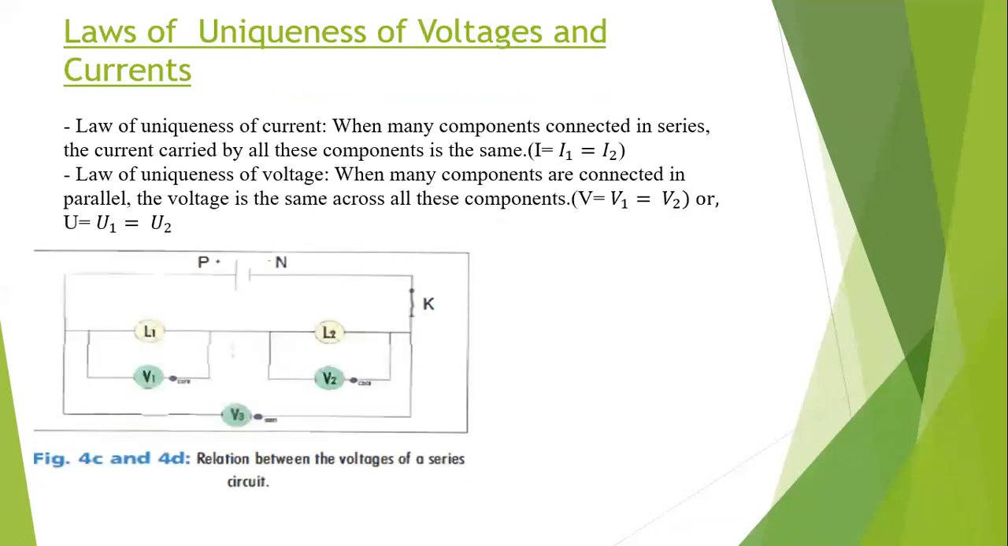Laws of uniqueness of voltages and currents. Law of uniqueness of currents: when many components are connected in series, the current carried by all these components is the same. So I equals I1 equals I2. And the law of uniqueness of voltage: when many components are connected in parallel, then the voltage is the same across all these components. So V equals V1 equals V2, or U equals U1 equals U2.